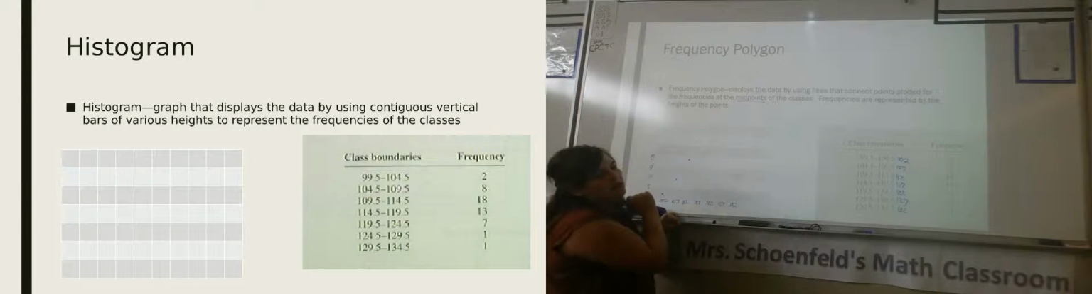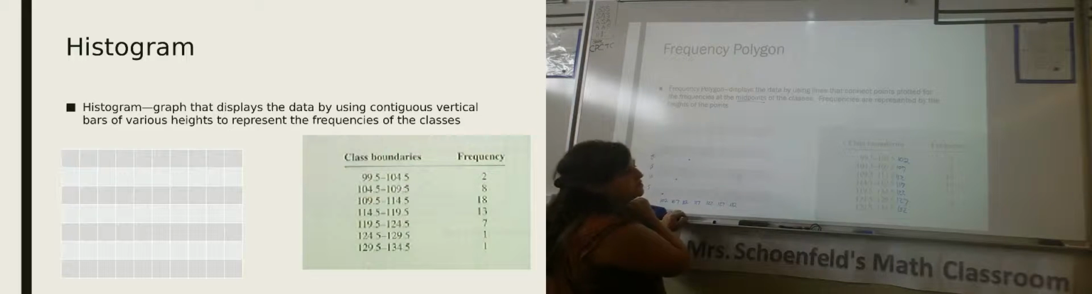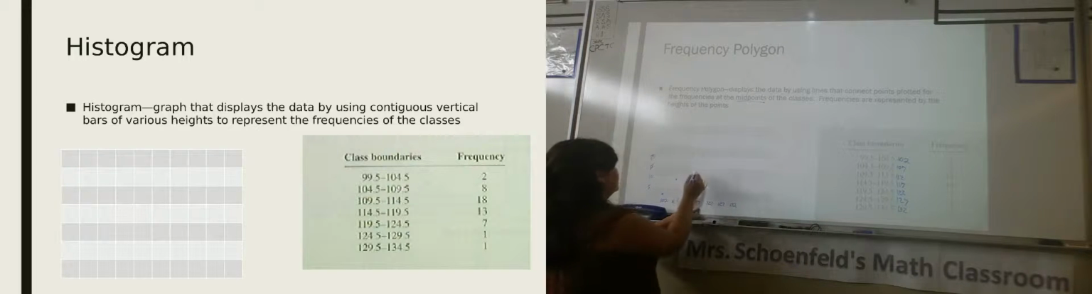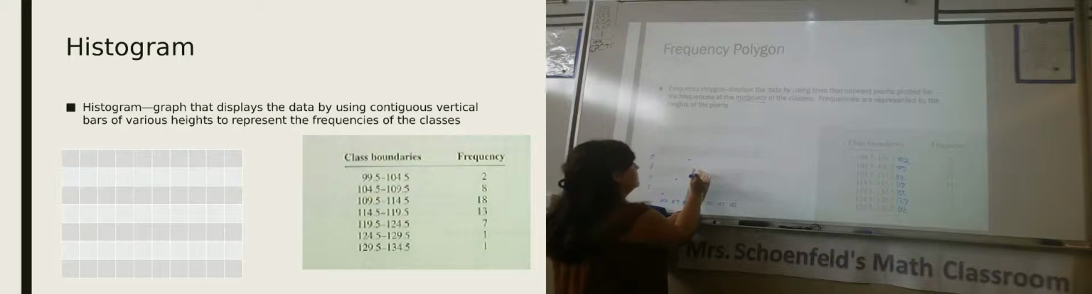112 had 18 of those. 117 has 13. Oh, I like this one. 122 had 7. 132, and those ones both had 1.